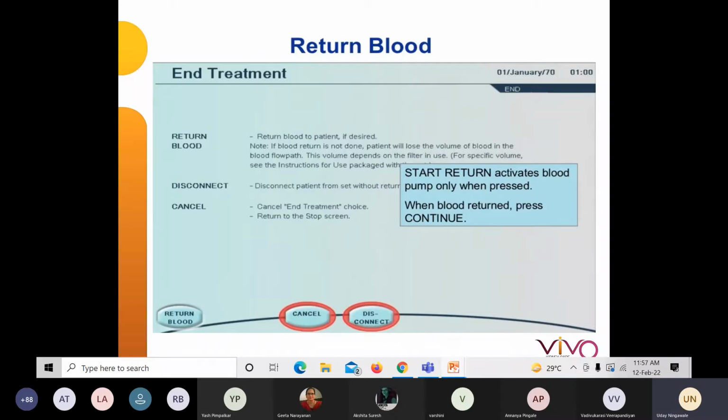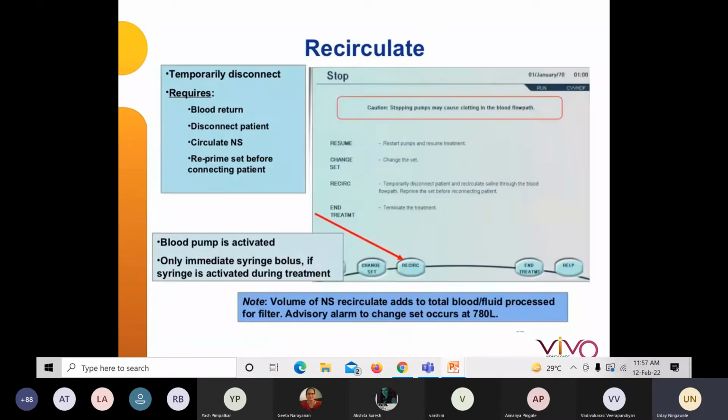If you go for the end treatment, it's only the return blood. Cancel or reconnect. Once it asks, if you want to go back, return blood, you can go for the return blood and disconnect it. It will go for recirculation. Temporary disconnect requires the blood return. Disconnect the patient, circulate NS, that is normal saline, and reprime the set before connecting the patient. Yes, it is possible with recirculation.